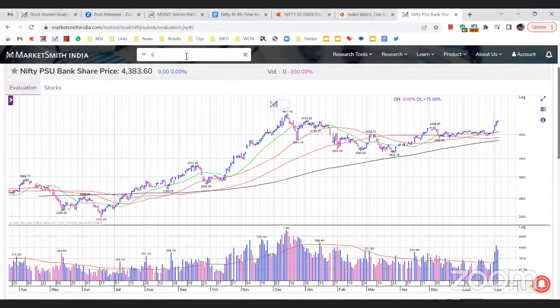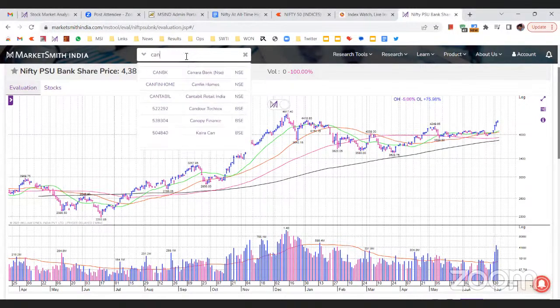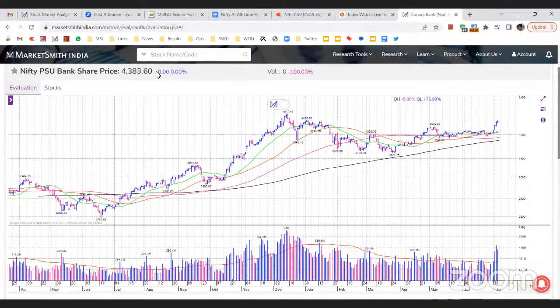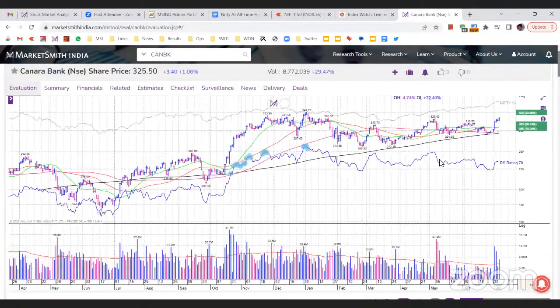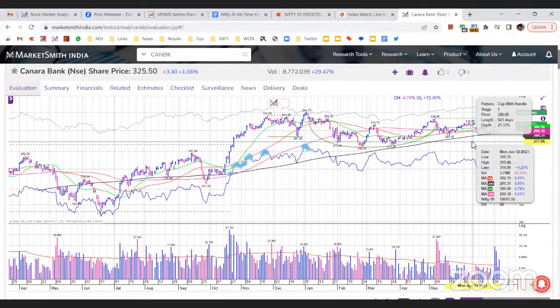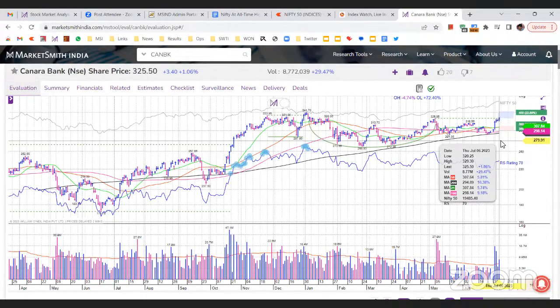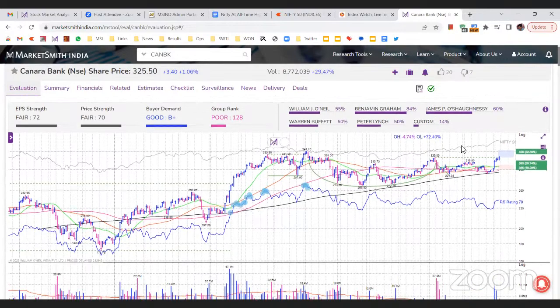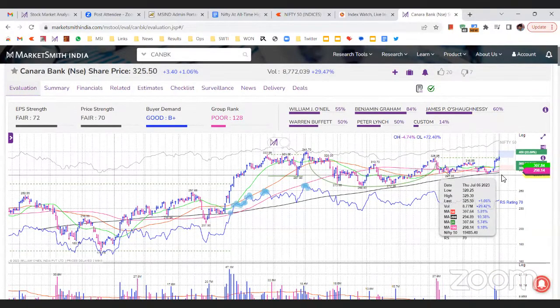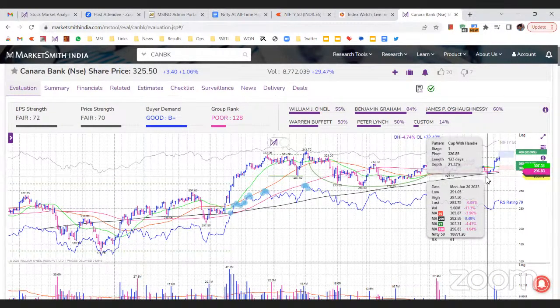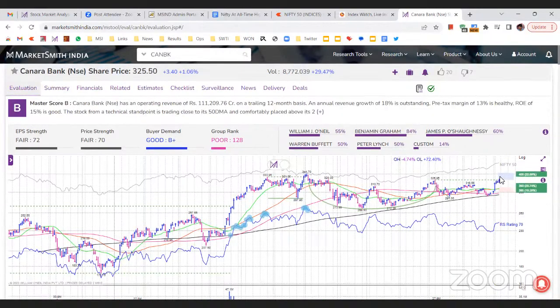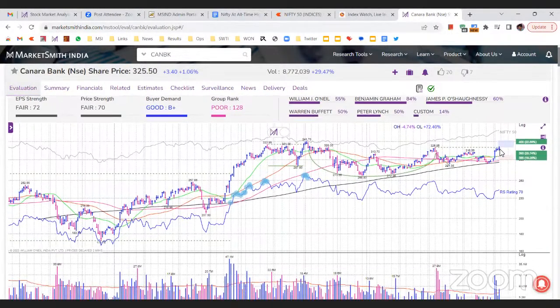So just to take an example, I will take one. We can take Can Bank. There is one question. Canara Bank. Yes, the stock is forming a stage 1 cup with handle base, and it is very close to its pivot. As a disclaimer, it's a part of our watch list. It's not in our portfolio. It's just a part of our watch list. The stock is trading at its pivot. So now what you need to look for is a breakout on very good volume.